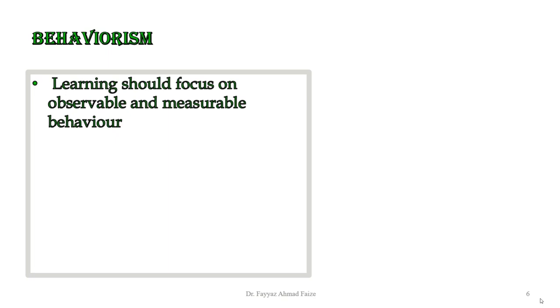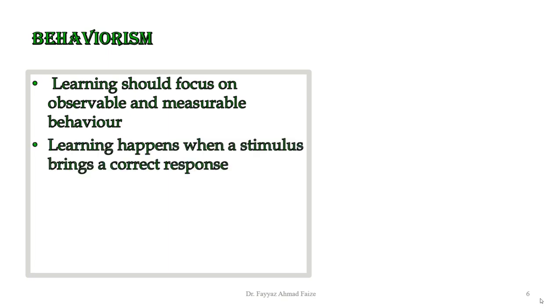Besides, behavior should also be measurable, which means we can also trace the development of behavior. We can measure the behavior. Either the behavior can be a strengthening or improvement in a behavior, or it can be a weakening of some unwanted behavior. So the behavior should be observable and measurable. And this observable and measurable behavior happens when there is a stimulus which will then bring a particular response.